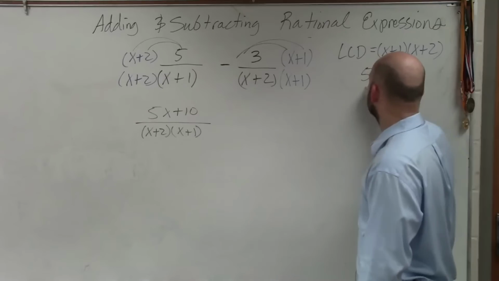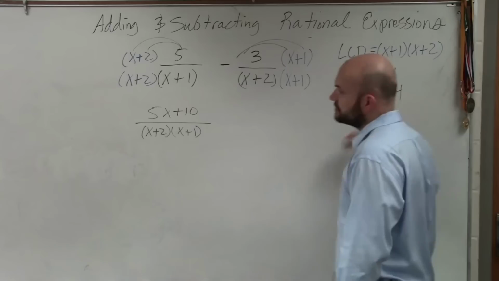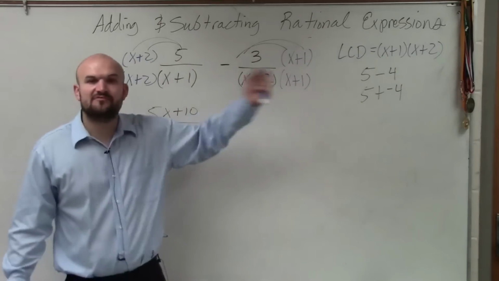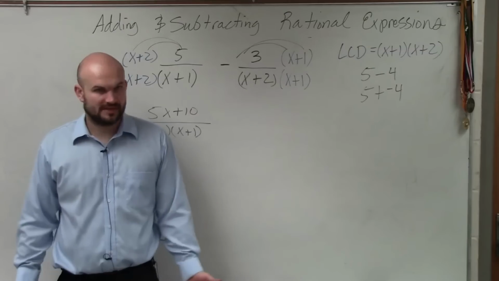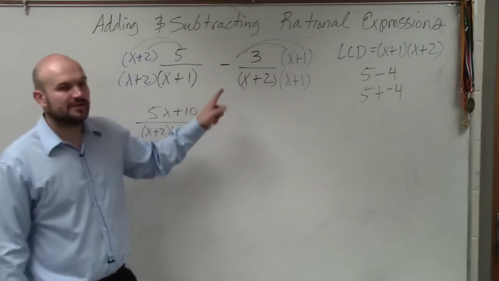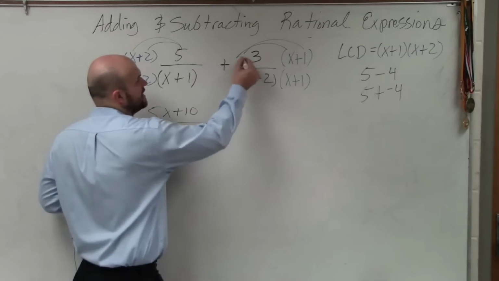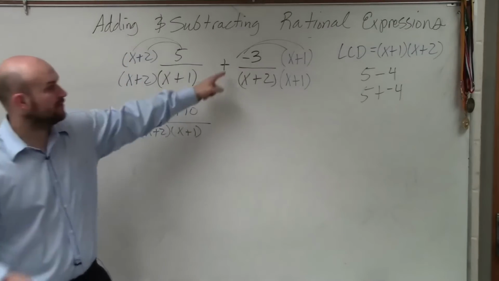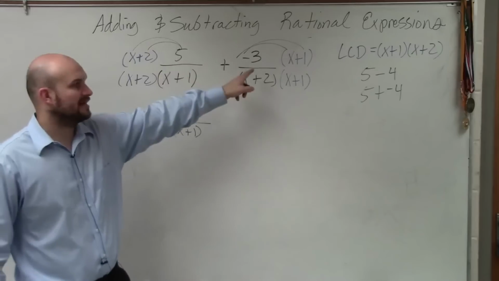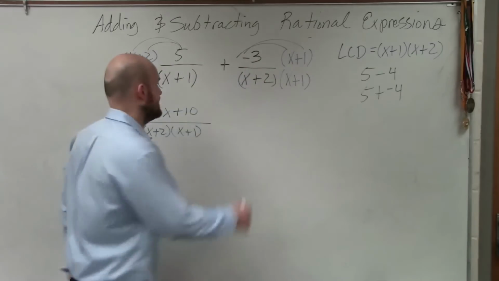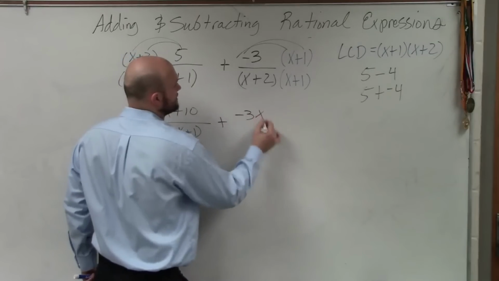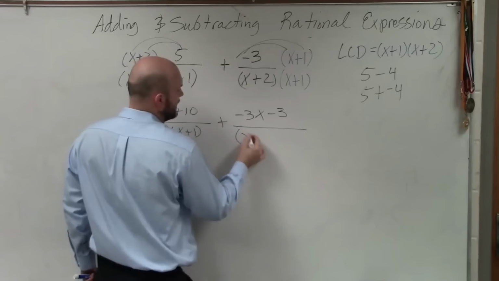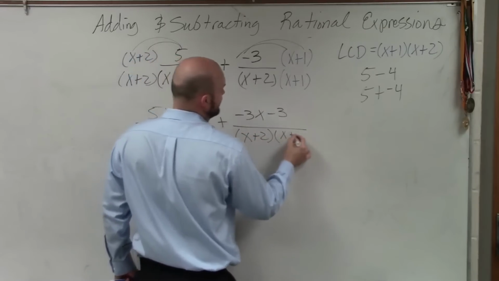Please understand, guys, 5 minus 4 is the same thing as 5 plus negative 4, correct? You agree with me? So anytime I'm doing subtraction, I am going to change it to an addition problem with a negative number. That just helps me when I apply the distributive property. So it's negative 3 times x, which is negative 3x, and negative 3 times 1, which is negative 3. Therefore, now I have x plus 2 times x plus 1.